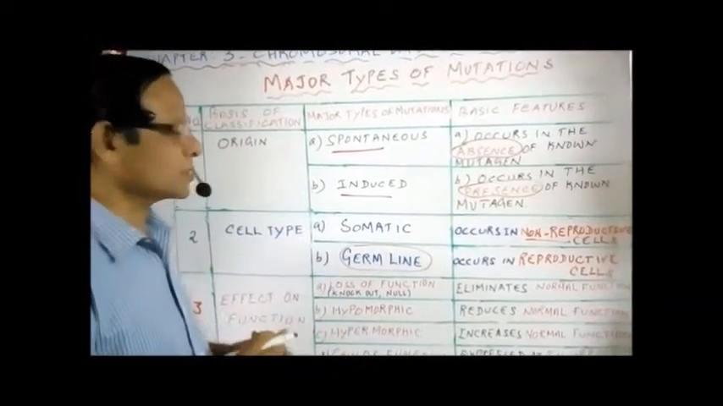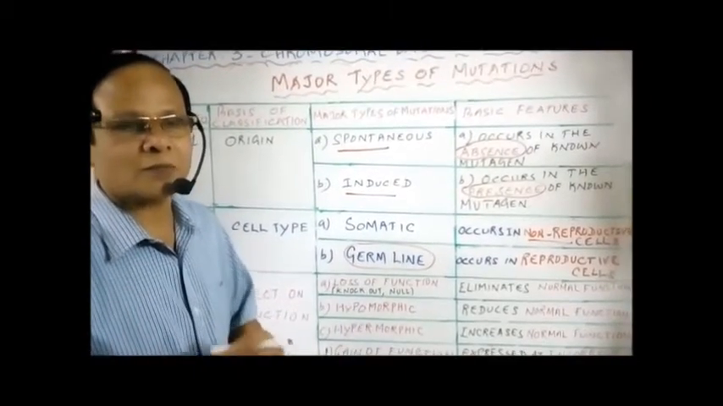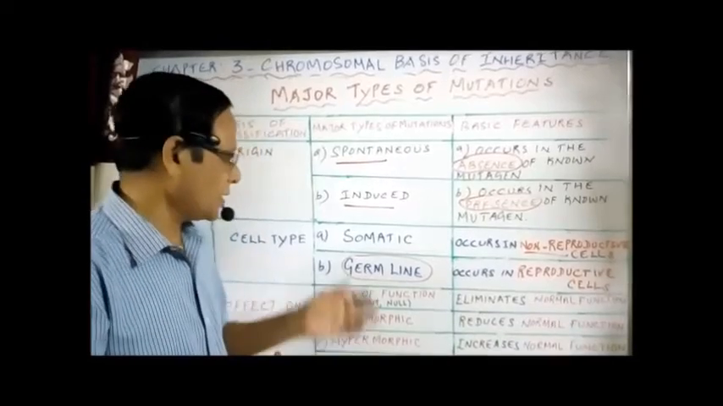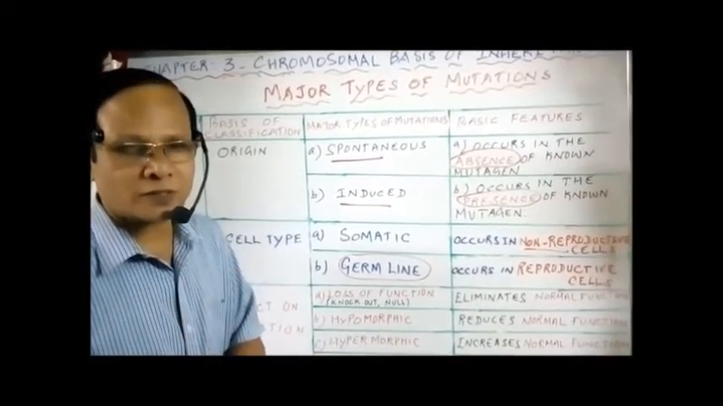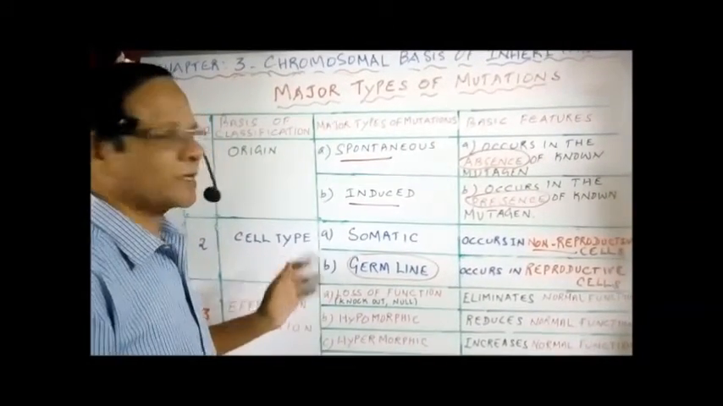So based on the cell type, we have 2 types: somatic mutations that occur in somatic cells or body cells, which are nothing but the non-reproductive cells, and germ-line mutations, the mutations that occur in the reproductive cells, the germinal cells, other than the somatic cells. So this is another category.